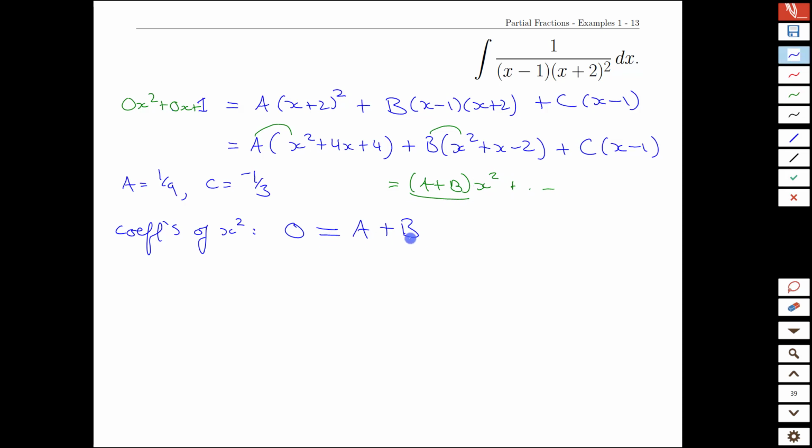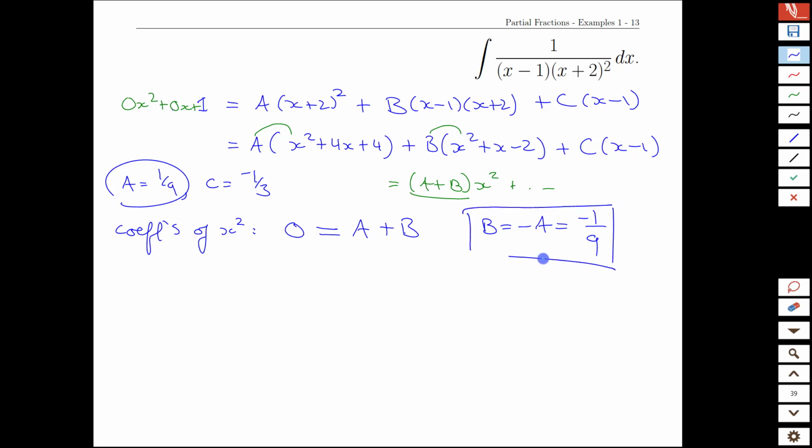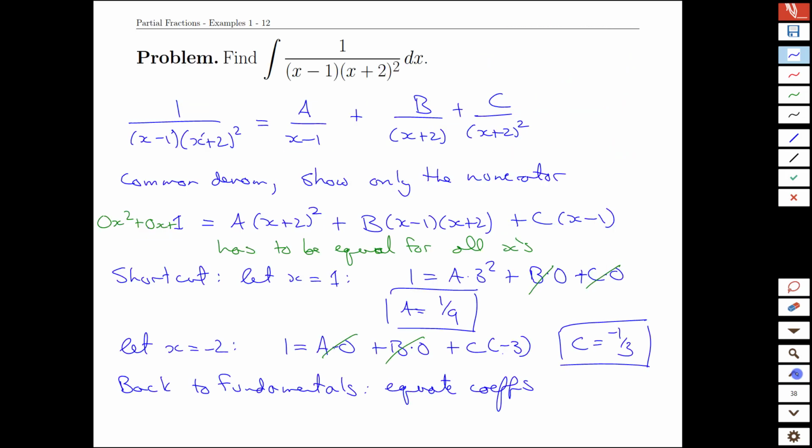And if that's the case, that means that b is equal to minus a, but a equals 1/9, so this is going to be negative 1/9 for b. And we've now found all of our a, b's, and c's. The last thing to do is remind ourselves, how did we assign those to the different denominators? The order doesn't matter here, so you have to go back to how you set it up.